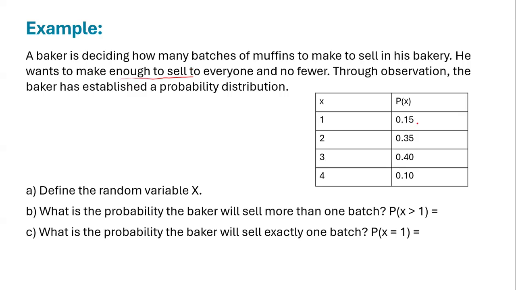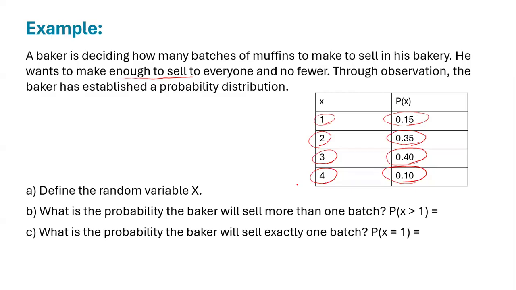So that means 15% of the time he sells 1 batch of muffins, 35% of the time 2 batches of muffins, 40% of the time 3 batches of muffins, and 10% of the time 4 batches of muffins. So, define the random variable x. X is the number of batches of muffins that the baker sells.